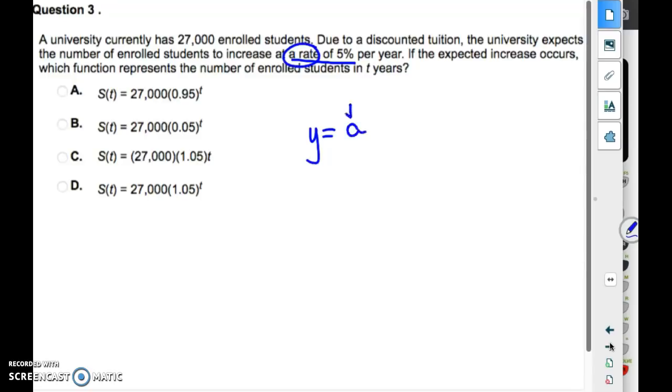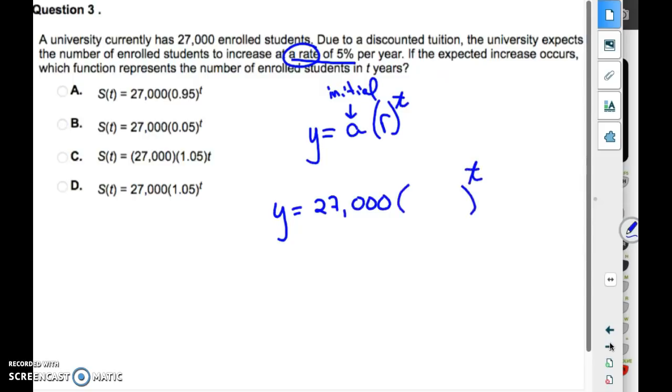So it's your initial amount times your rate, and then that's to the number of years. So if we think about it, the initial number of students is 27,000, and we're growing at a rate of 5%. If I multiply 27,000 by 5%, it's going to get small. So what happens is every year there's 100%, plus they're going to grow another 5%.